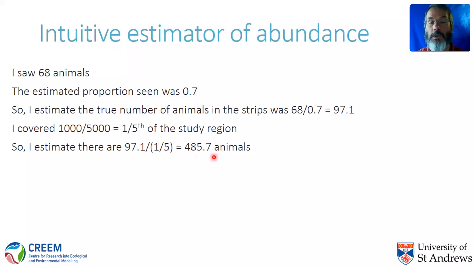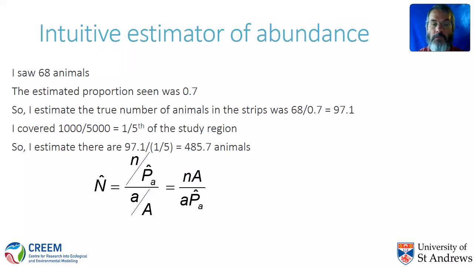So we now produce a new estimate of the number of animals in the entire study area based upon the use of this distance sampling estimator that allows our strips to be wider and also allows us to not have to detect all of the animals inside the strips. Okay. Here's that formula that can be rearranged.